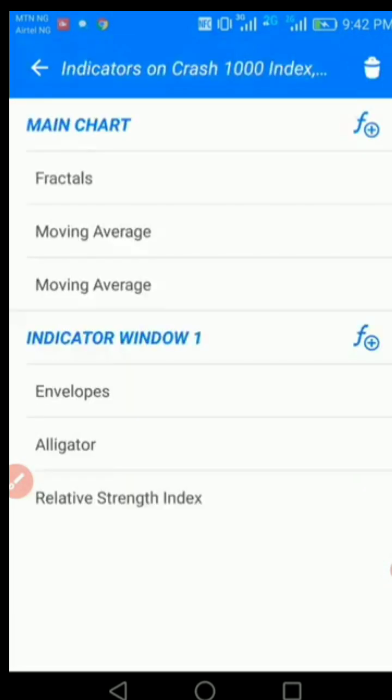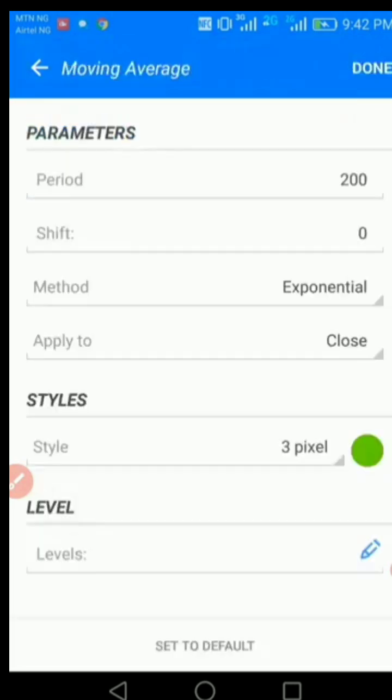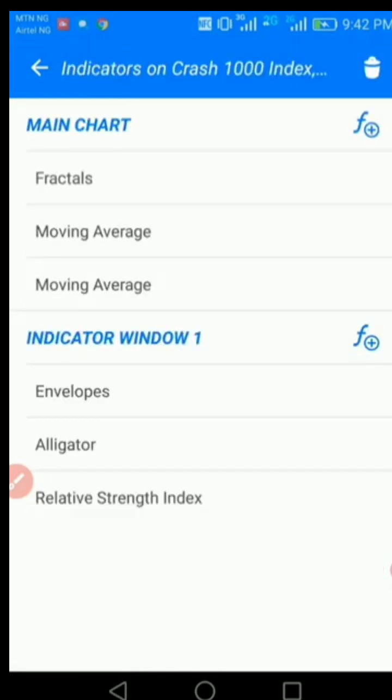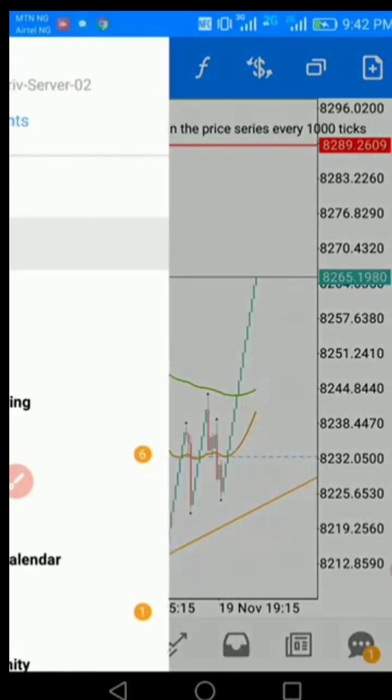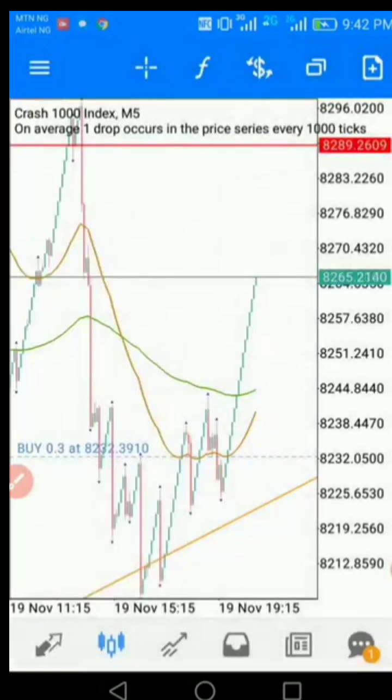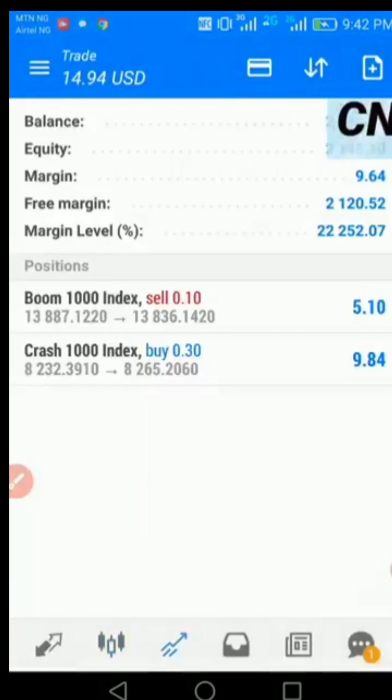But then we have two moving averages. They are the moving averages, you know, but there is another explanation and secret to it that you are going to use and then trade boom and crash. I mean like mad, like crazy. Now this is not a demo account. Just take a look at it, and of course there are trades running on it already, just as you can see.